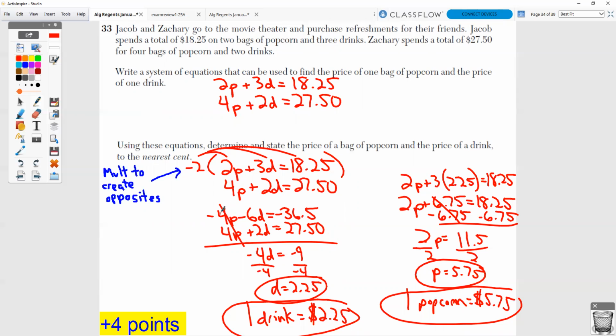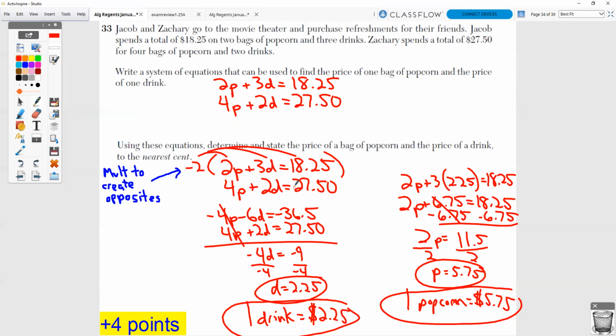Notice that I have my opposites. So now I'm just going to add going down. Those p's cancel out. I get -4d equals -9. Divide by -4, divide by -4. You get that the cost of 1 drink is $2.25.